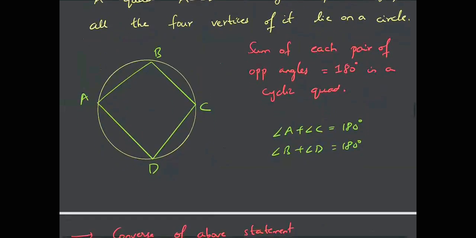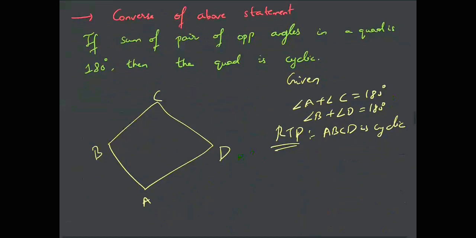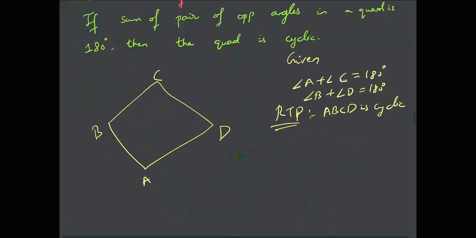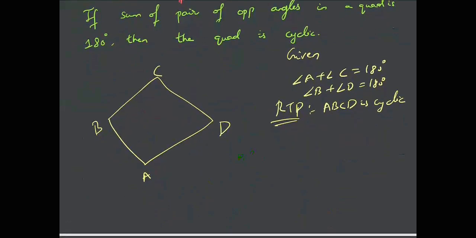So in a cyclic quadrilateral, the sum of opposite angles is 180, and if in any quadrilateral the pair of opposite angles are supplementary, then you can say that this quadrilateral is cyclic. So how will you prove this? So let us draw a circle passing through 3 points A, B, C. Okay, say it doesn't pass through D.